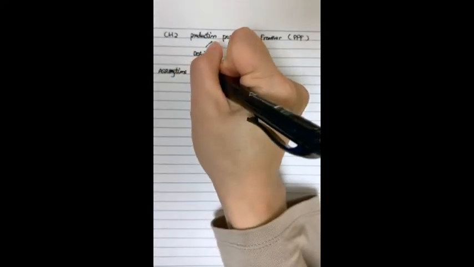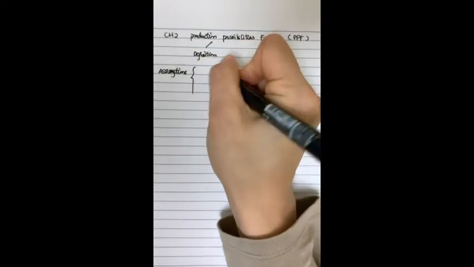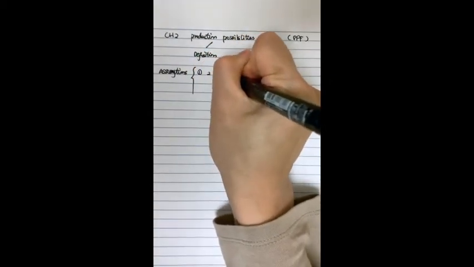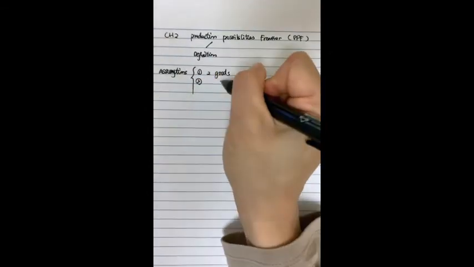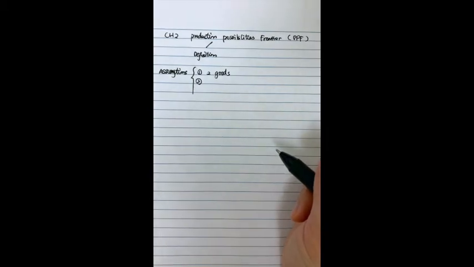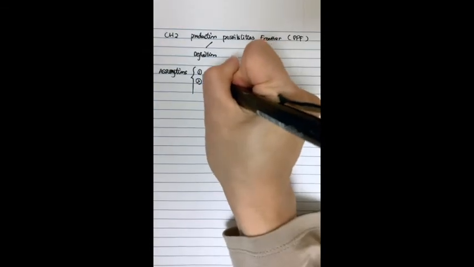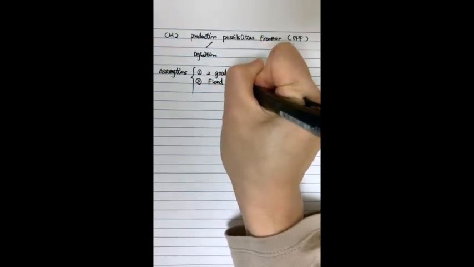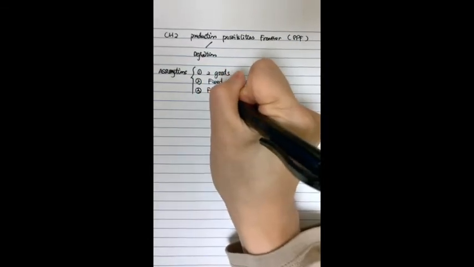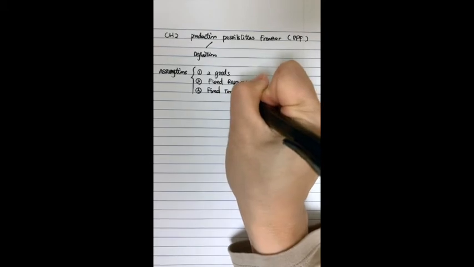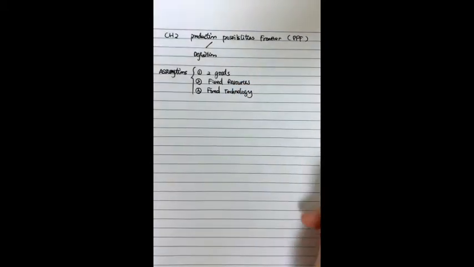And those 3 assumptions tell you we have 2 goods, right? We only have fixed resources, right? So for the example we use in our textbook, probably we only have 50,000 labor hours available, right? So we have fixed resources, and we also have fixed technology. Okay, so those are the 3 assumptions in PPF.